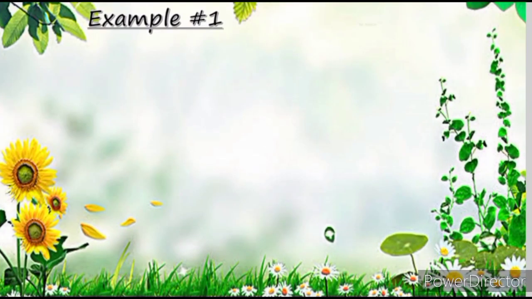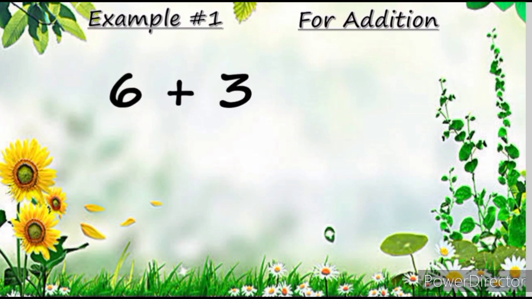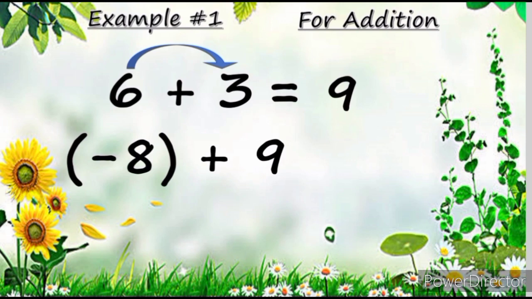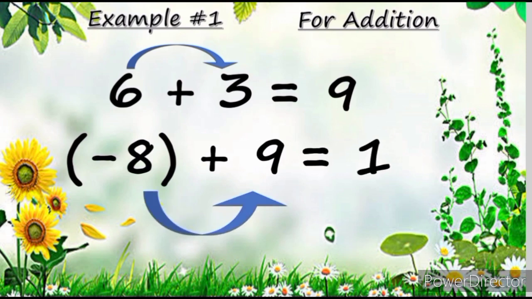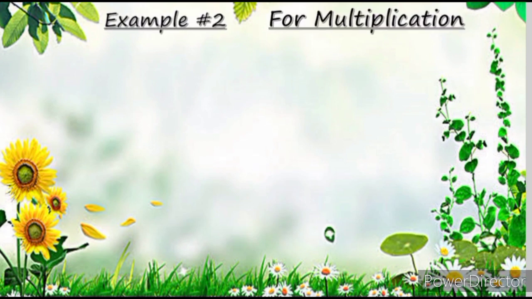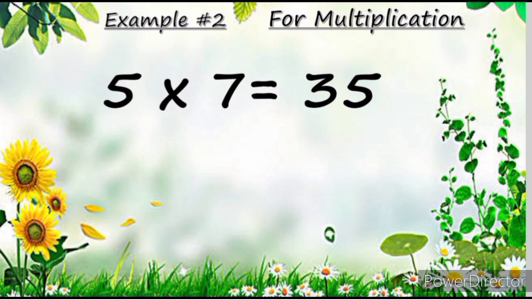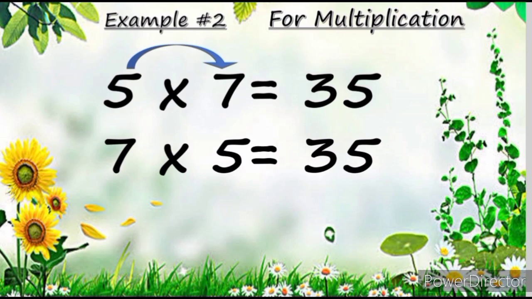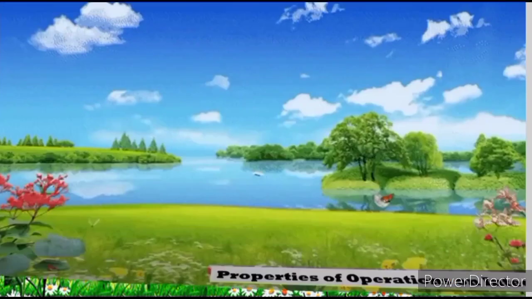Now let's have example number 1, and this is for addition. 6 plus 3. These two numbers are integers. This is equal to 9, which is also an integer. Negative 8 plus 9. These two numbers are also integers, and their sum is 1. Example number 2, for multiplication. 5 times 7 is equal to 35. 5, 7, and 35 are all integers. 7 times 5 is also equal to 35. 7, 5, and 35 are all integers.